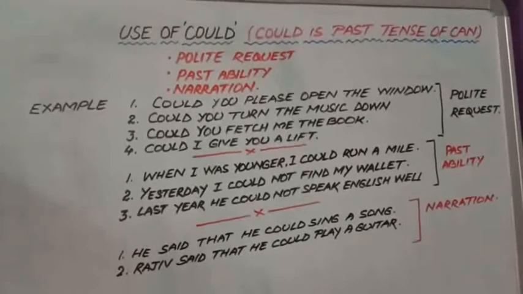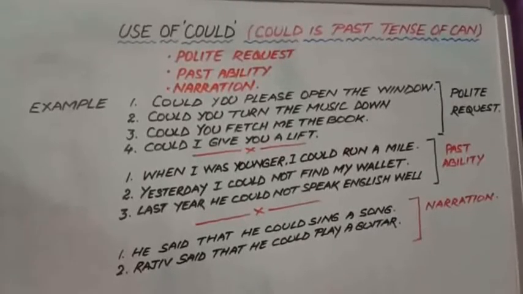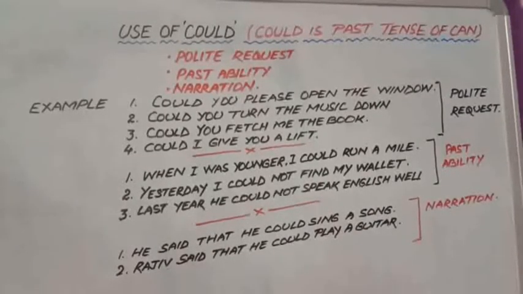Now let's come to the next case, and the next case is past ability. Now what is this situation? In this situation, we are talking in present but talking about the past. That means today we are talking of the past. We are talking now at present, but we are talking about what happened some time back.